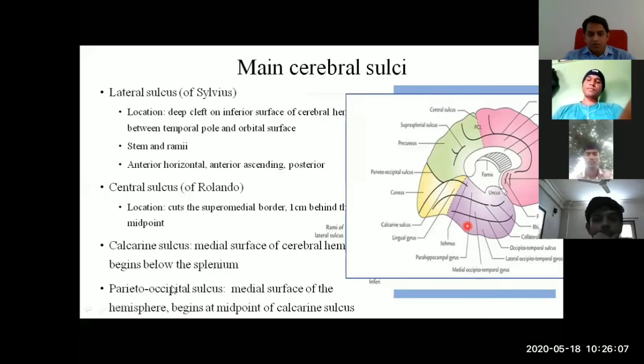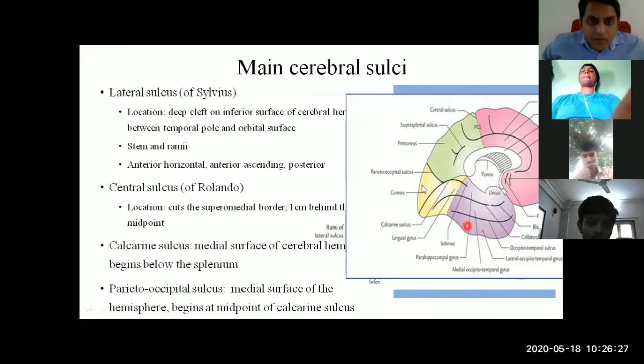Next comes the parieto-occipital sulcus. The parieto-occipital sulcus will be running along the medial surface. So how to identify it? Look for the calcarine sulcus. The parieto-occipital sulcus cuts the calcarine sulcus right in the midline. So it cuts it and runs on the superolateral surface. So these are the few main cerebral sulci.